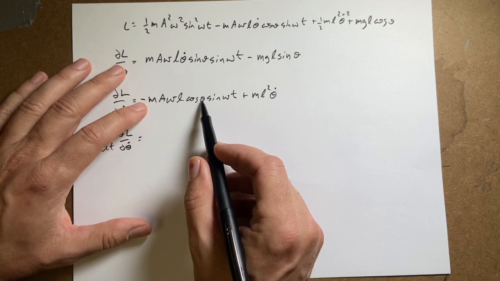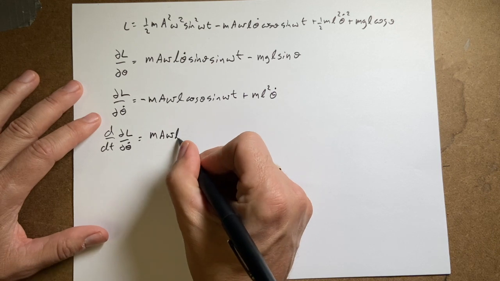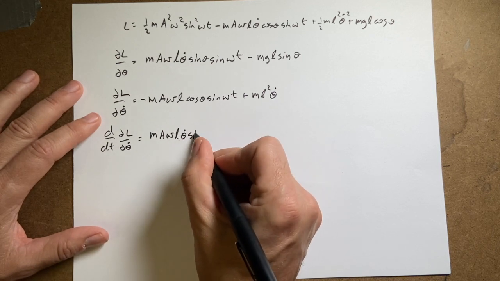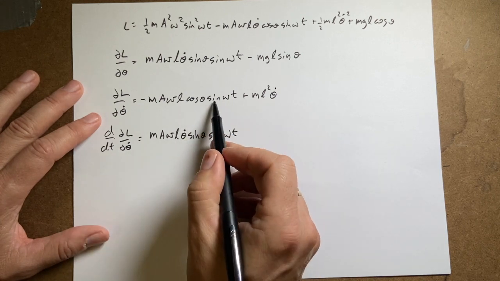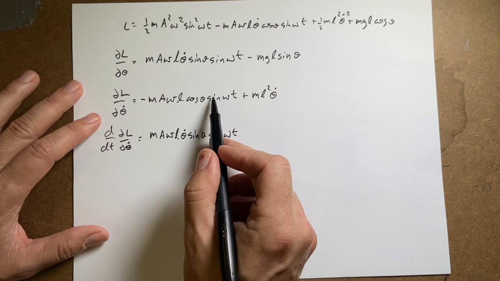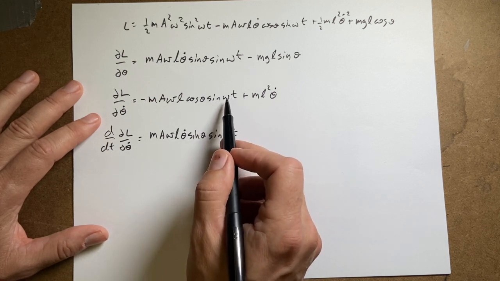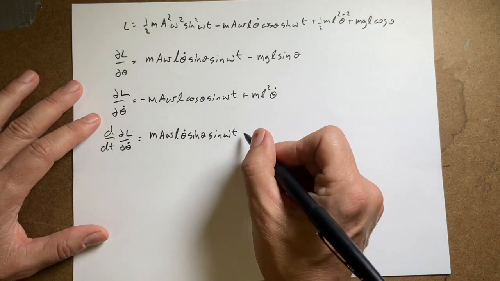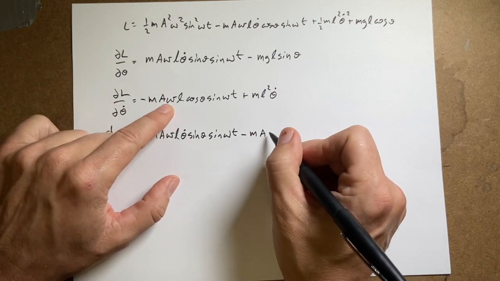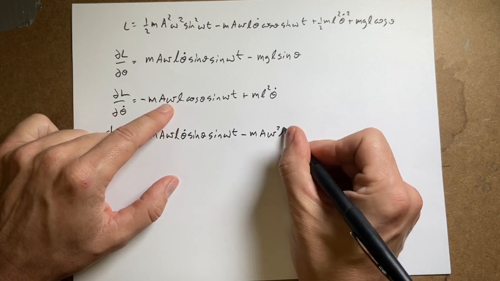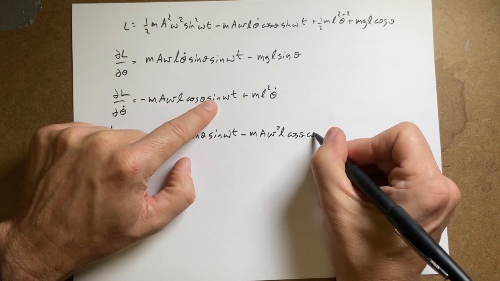And then I take the derivative of the inside. So I get m a omega L theta dot sine theta sine omega t. Now I have to take the derivative of this term with respect to t. The derivative of sine omega t is going to be cosine omega t times the derivative of the inside, so it's going to be omega. So I get minus m a. I had omega already there. I'm going to get an omega squared L cosine theta cosine omega t.